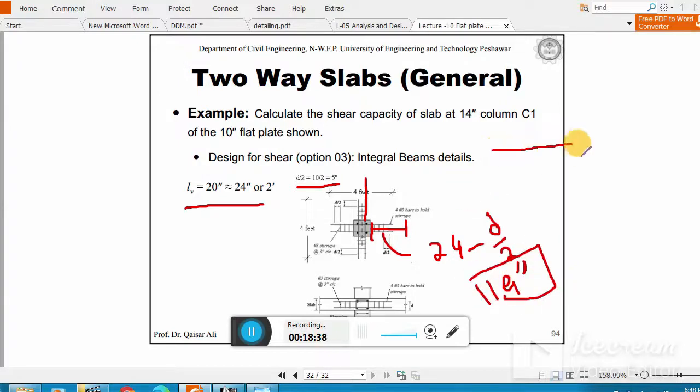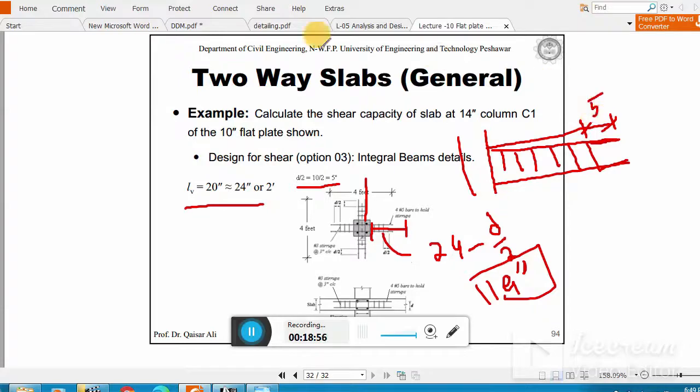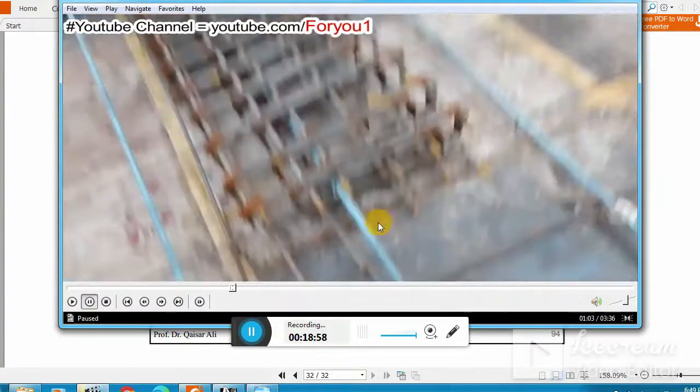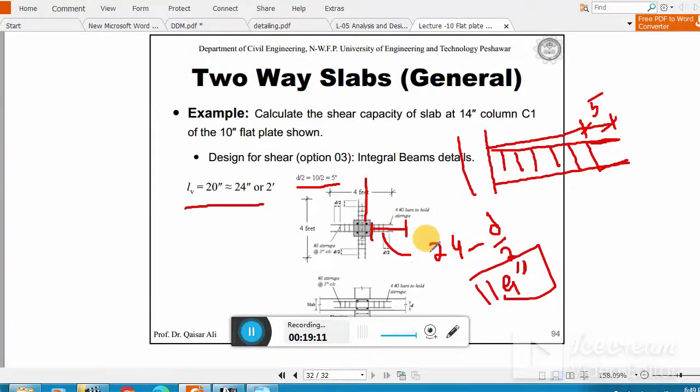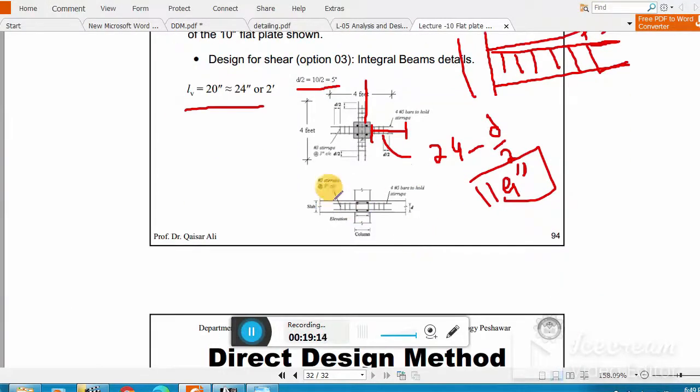Remember, let me show you in this way. Let's say this is the face of your column. You have to place the stirrups within 19 inch, and you just leave that bar for 5 inch. In this video you see the bars are left for a distance of d by 2. There are no stirrups in the distance of d by 2 from the last end. This is very important.